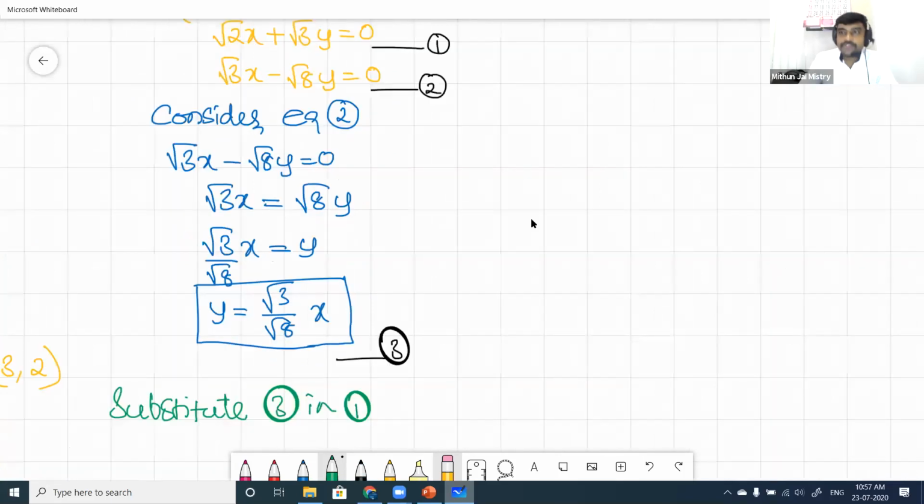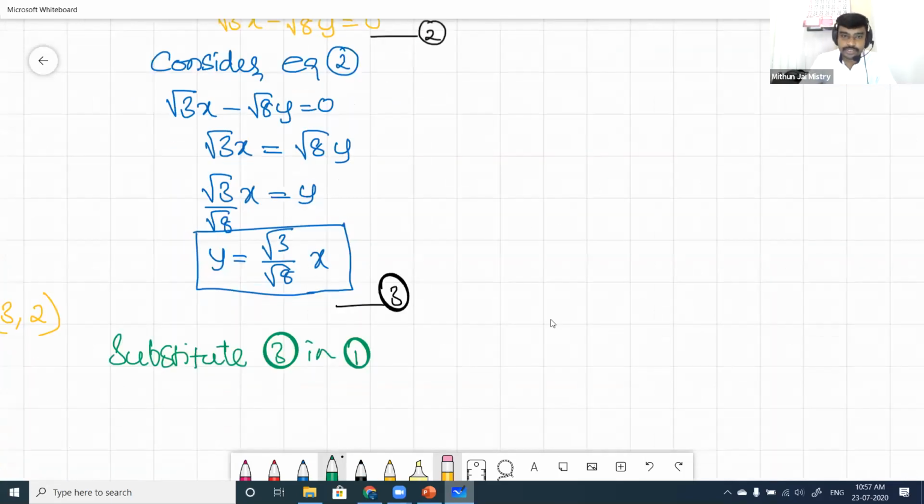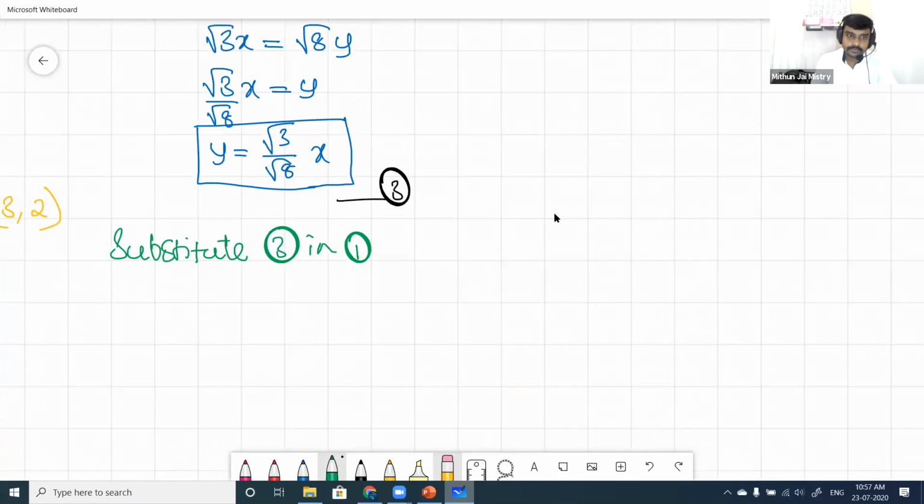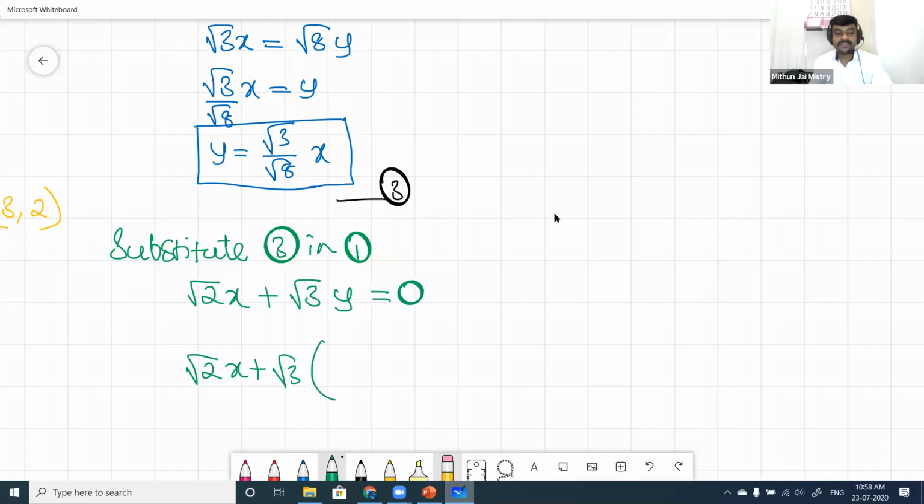Root 2x plus root 3y is equal to 0. Now y should be substituted. So root 2x plus root 3 into y, and in the place of y, I'm going to write root 3 by root 8 x, is equal to 0.